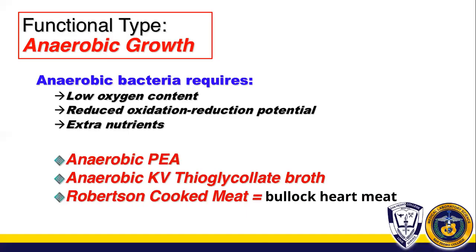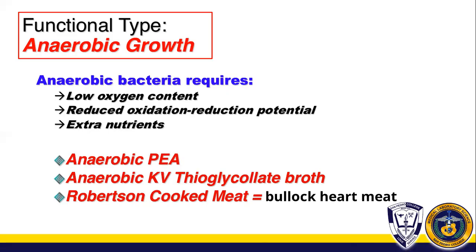Examples include anaerobic PEA, or anaerobic phenylethyl alcohol blood agar. It's an enriched selective media and widely used for inhibition of facultative gram-negative rods, and it also inhibits the swarming of certain Clostridium species and Proteus species from clinical specimen.